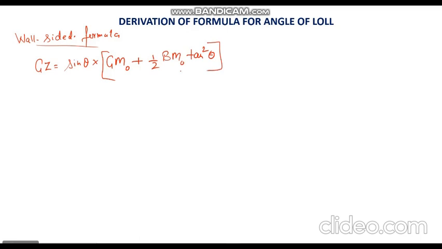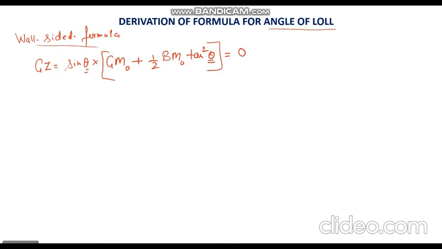It is the wall-sided formula that will be used for deriving the formula for angle of loll, and then you can learn the formula and apply. From our discussion just now, guys, we are assuming that the angle of loll shall be reached within the wall-sided limits of the vessel. Now, at the angle of loll, what did we say? What will be the value of GZ, guys? Zero. So if theta is the angle of loll, then at the angle of loll, GZ will be 0.